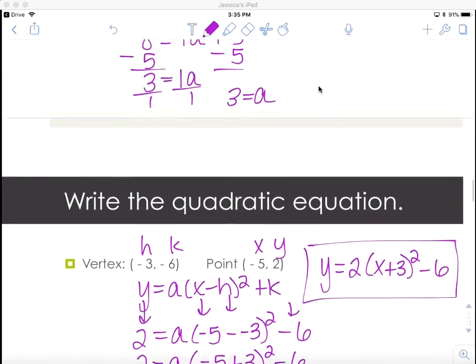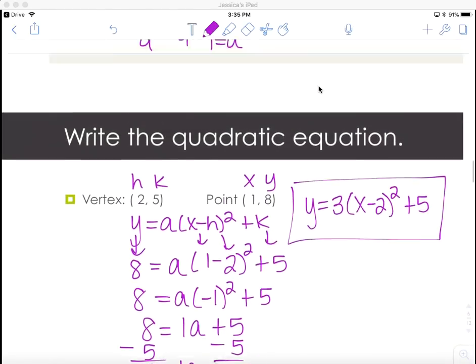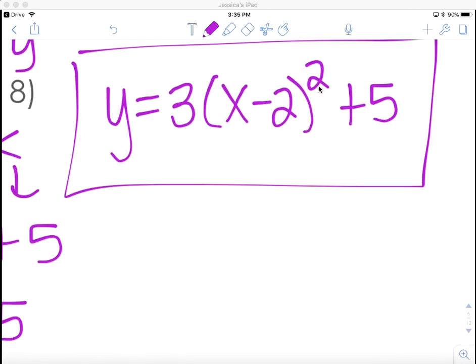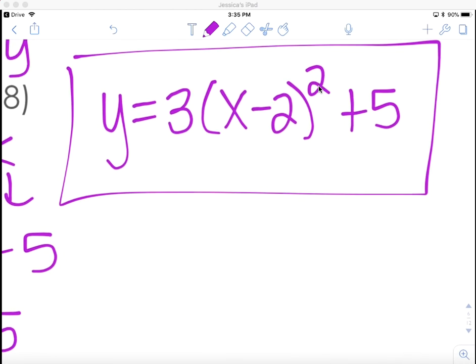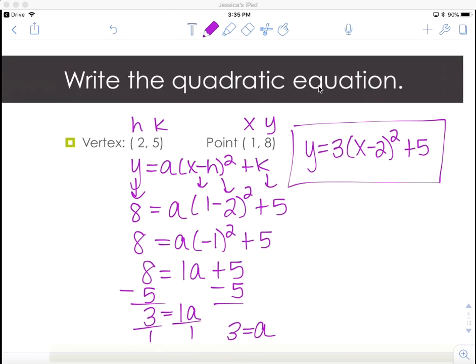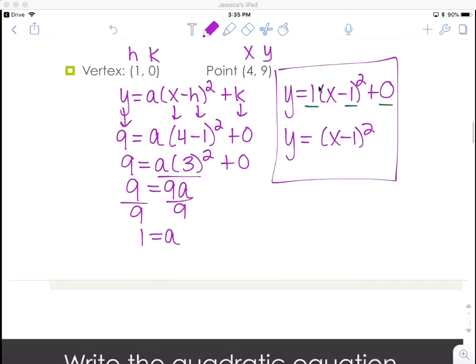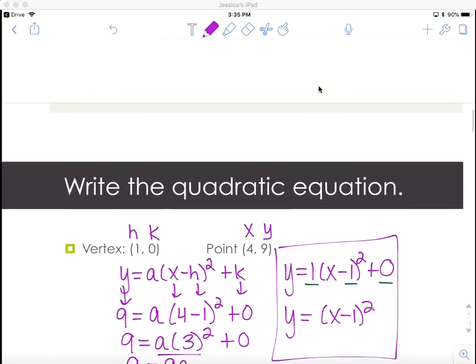If I ask you for the standard form of an equation, you can always do this method first and then FOIL out your answer, distribute, and then add at the end to convert it to standard form. Remember, there's that video that we previously watched on converting vertex to standard form if you need it.